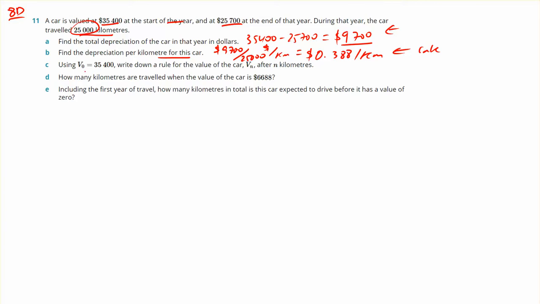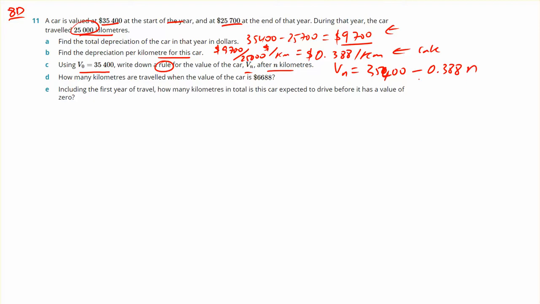So using the rule V0 equals that, which is the new value of the car, the principal value. Write down the rule for the value of the car. We're not after a recurrence relation, but the rule for Vn after n kilometers have traveled. So Vn is given by the value of a new car, 35400, minus $0.388 for every kilometer you travel. So that's why it's minus 0.388n.